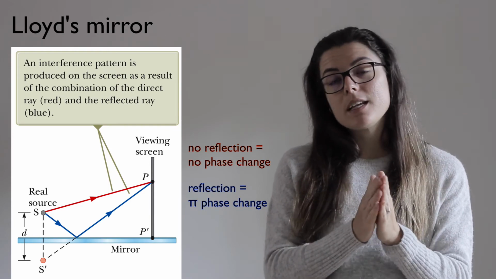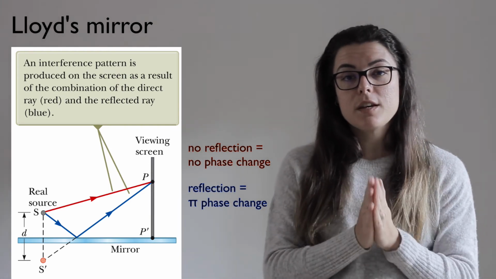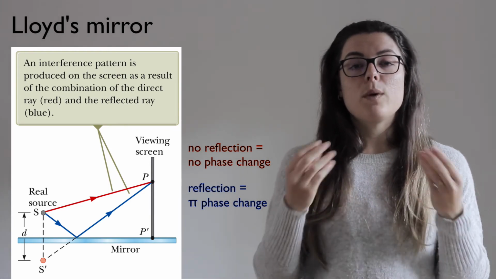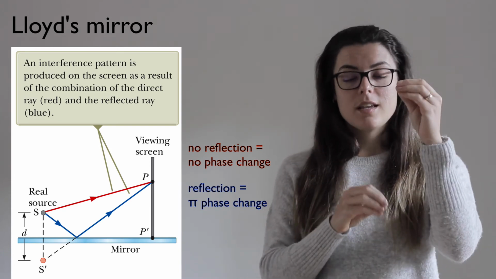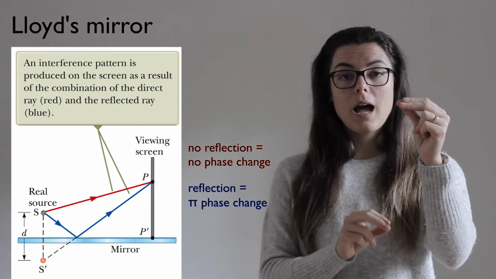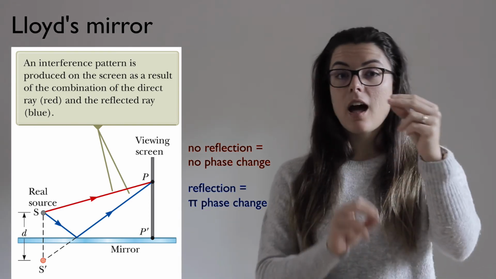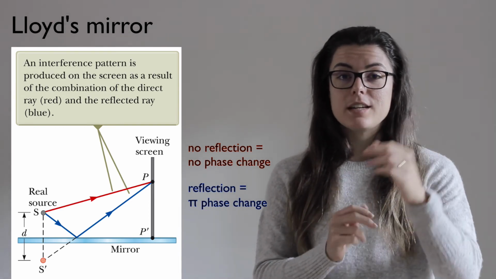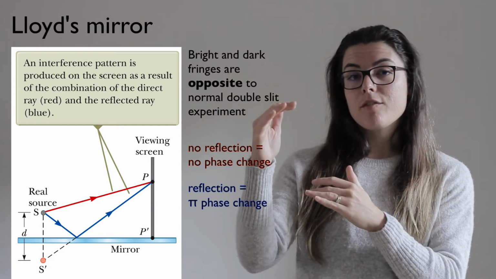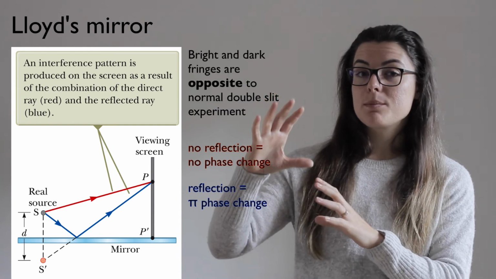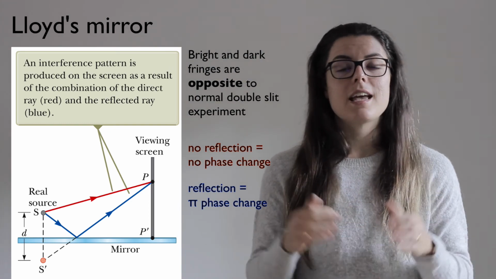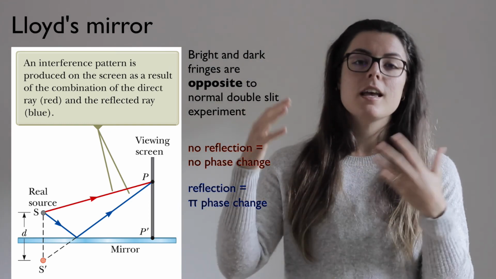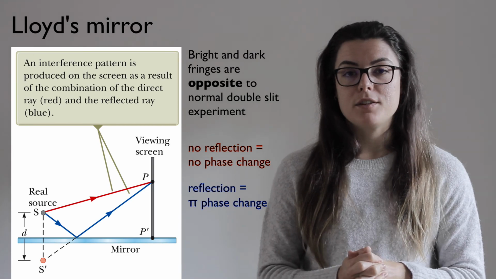So what's going to happen is we are going to see an interference pattern when we set up the experiment like this. However, because the sources are no longer in phase with each other, they are phase shifted by 180 degrees, all of the bright and dark fringes, the locations that we would expect them to be if the two sources had the same phase, are now going to be reversed because there is a half wavelength difference between them.